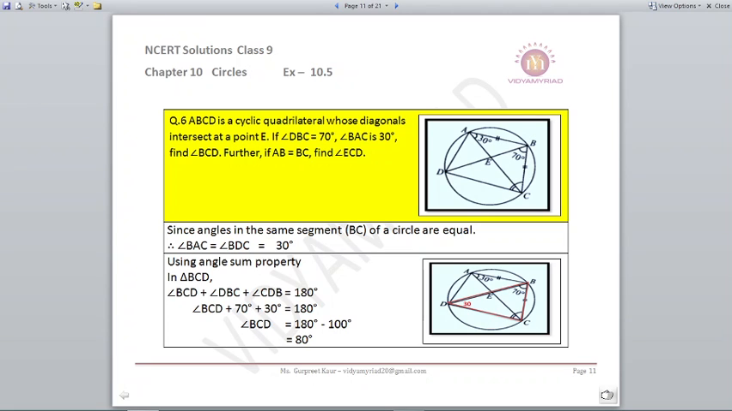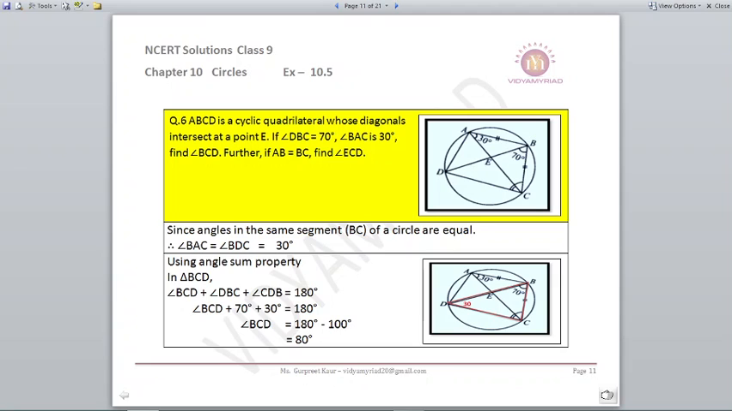Question number 6. ABCD is a cyclic quadrilateral whose diagonals intersect at a point E. If angle DBC is 70 degrees, angle BAC is 30 degrees, find angle BCD. Further, if AB is equal to BC, find angle ECD. Now here, if you look, the angles on the same segment BC will be equal, which means that angle BAC, that is 30 degrees, will be equal to angle BDC.